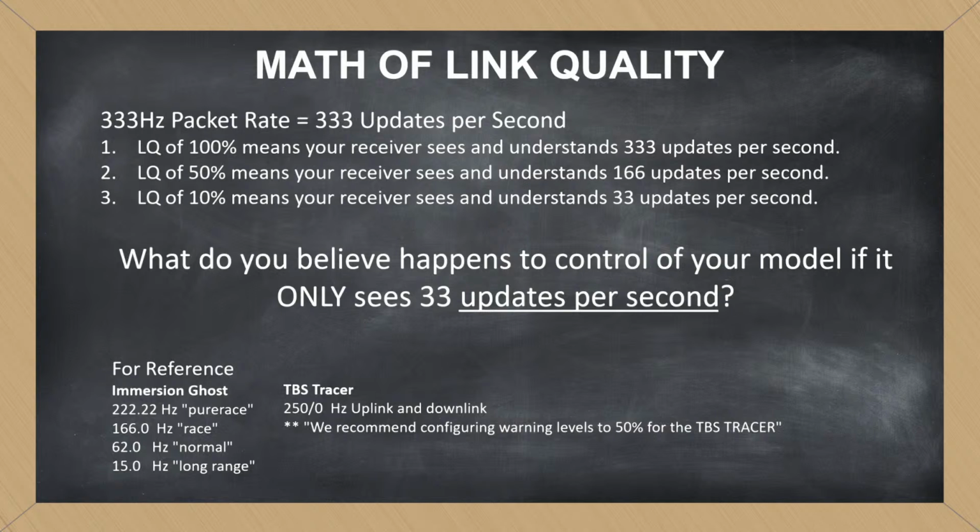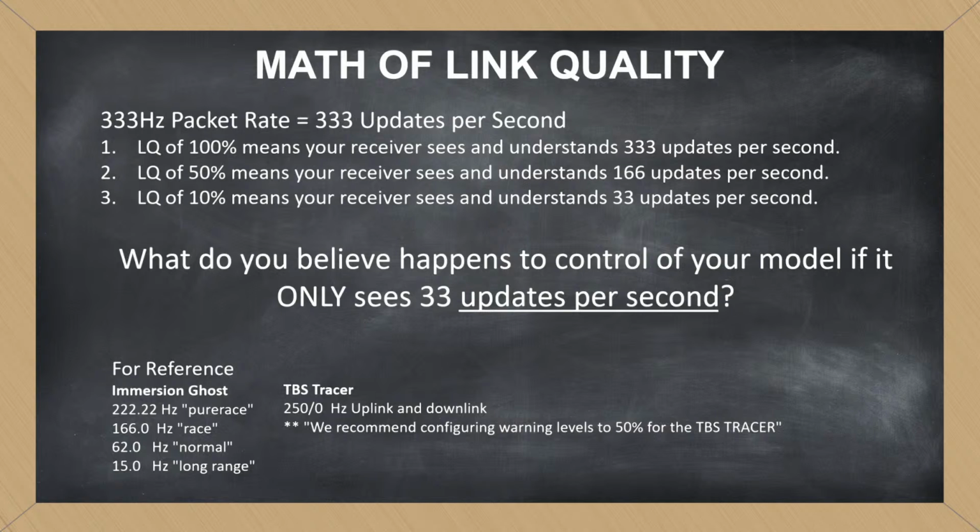If you have a link quality of 100%, that means your receiver is seeing and understanding, and remember, link quality is how much it hears and can process, 333 updates per second. Think about that. If you think your fingers are faster than 333 motions per second, you're pretty quick, right? If you have a link quality of 50, that means your receiver sees and understands 166 updates per second.